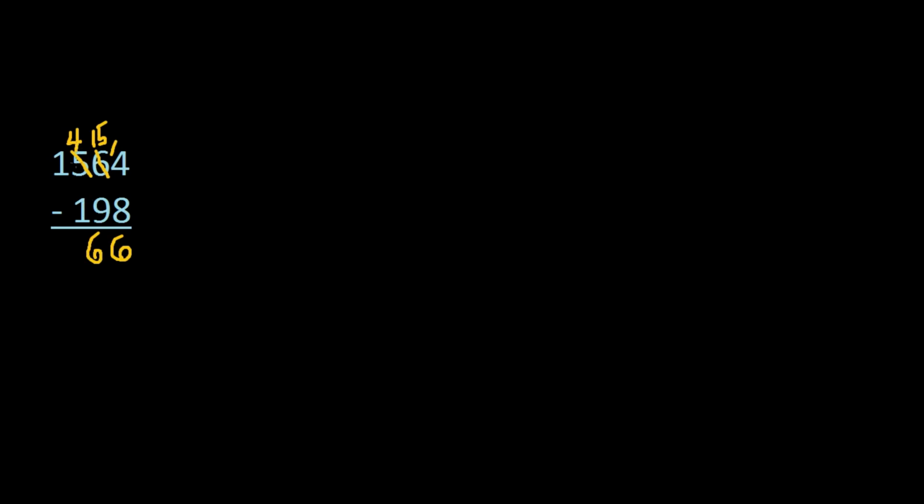1 from 4, now we can take 1 from 4. 4 minus 1 is 3. And since there is nothing here, again, the implied 0. So 1 minus 0 is still 1. So the final answer on that one is 1,366.